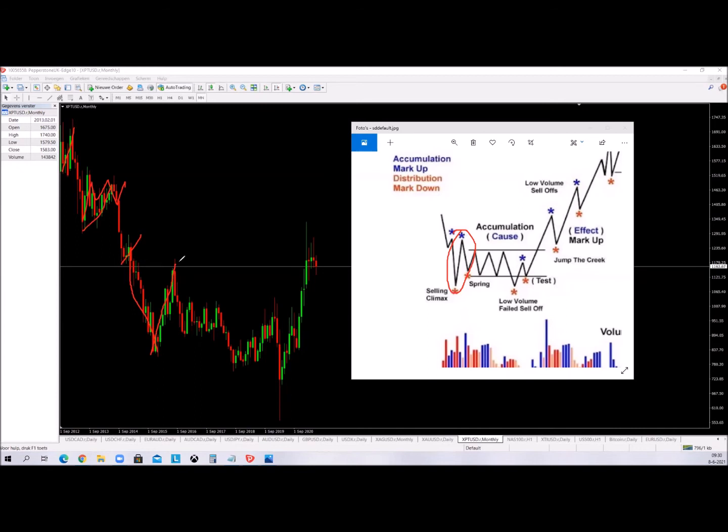So this is just a textbook accumulation. It would even be better if this swing high was above, or the swing low was above this line. That would be even better. But also the clear spring. Look at the violence of the move and immediately back into the range. Strong break and close above.